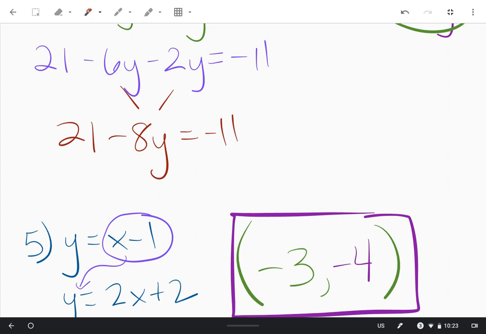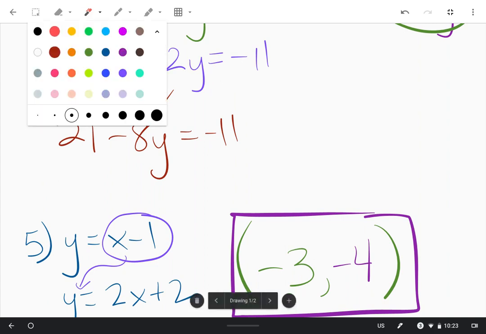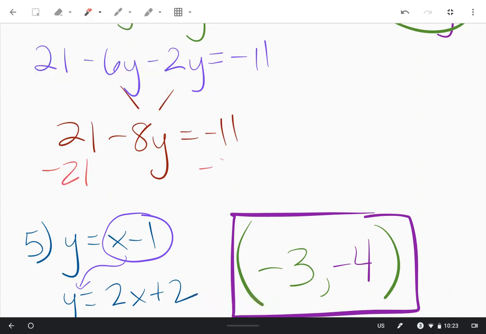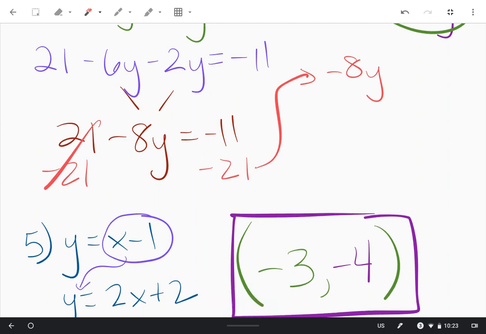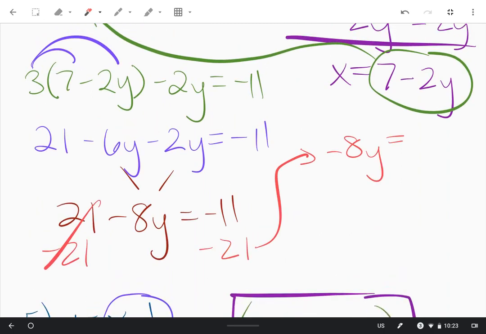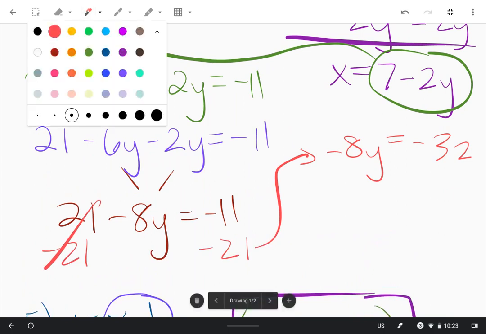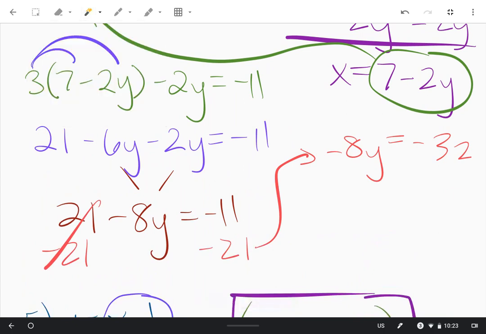We need to get that 21 across. So we'll subtract 21 from both sides. That's going to cancel, and it's going to give me negative 8y equals negative 32. It's a lot more work in this one. A little bit more involved. That's okay. Negative 8 divided by negative 8 on both sides. That cancels. Gives me y equals 4.